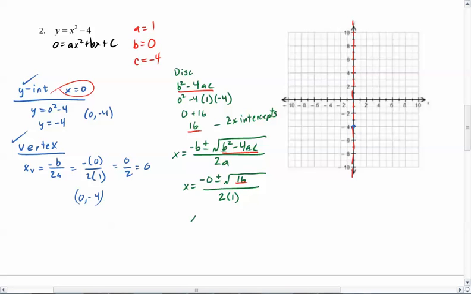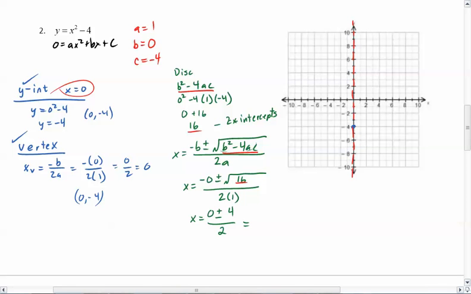I go ahead and simplify. X equals 0 plus or minus the square root of 16, which is 4. Now, at some point, I'm going to start giving you square roots that are not nice like 16, but you just plug it into the calculator, you get another number, and you do plus that number, minus that number. It doesn't change anything. So 2 times 1 is 2.